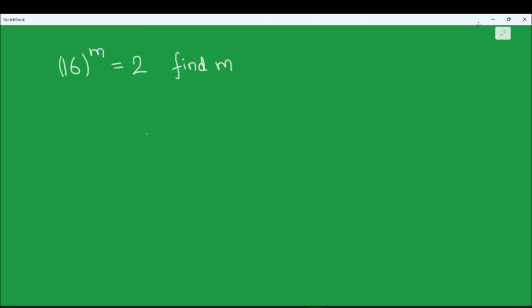Hello everyone, here we are with another problem which says 16 raised to power m is equal to 2, then we need to find the value of m. So let's start with the left hand side which says 16 raised to power m.